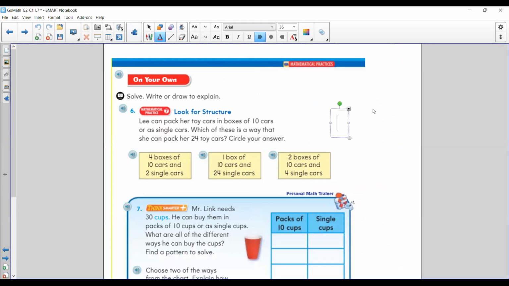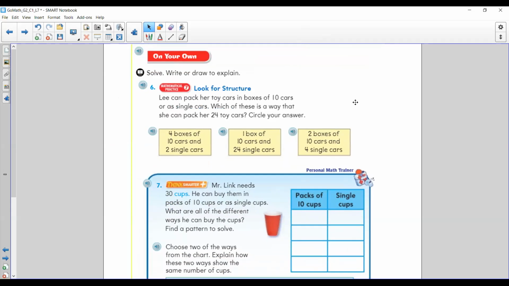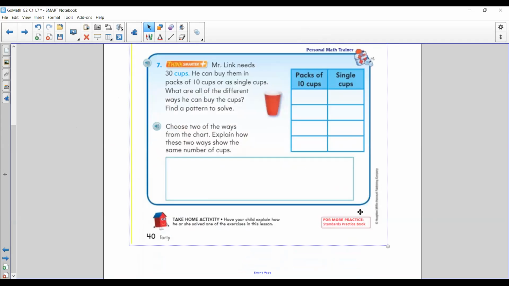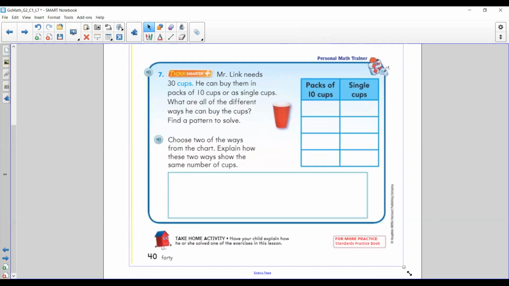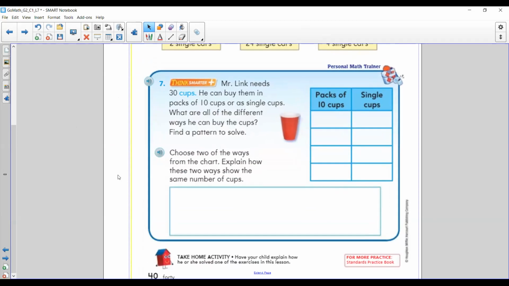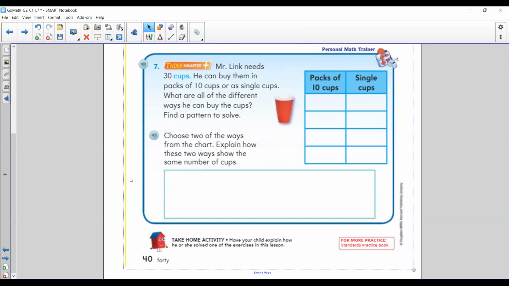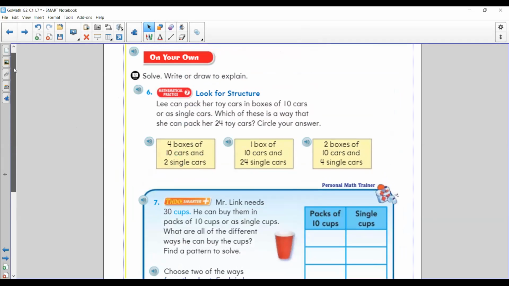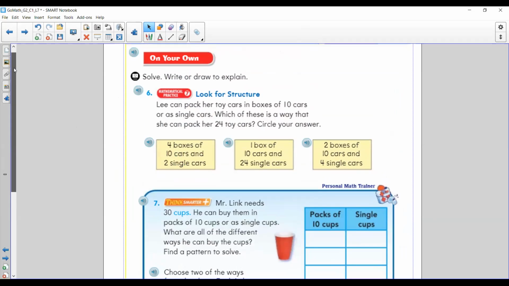Now this one says on your own, and of course that will be up to your teacher if you're going to do this one on your own. But it may be a little difficult. So if your teacher says go ahead and do it on your own, then you can do it on your own and then come back, pause the video, and check. But there's a lot of information, so we're probably going to have to do a little bit together.